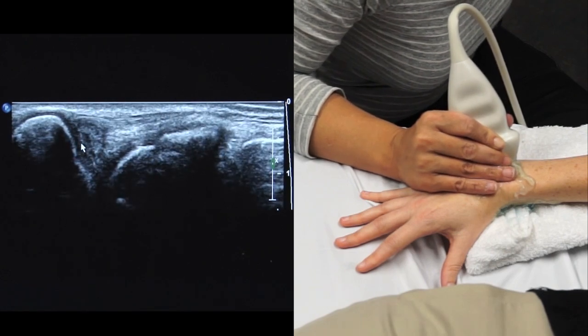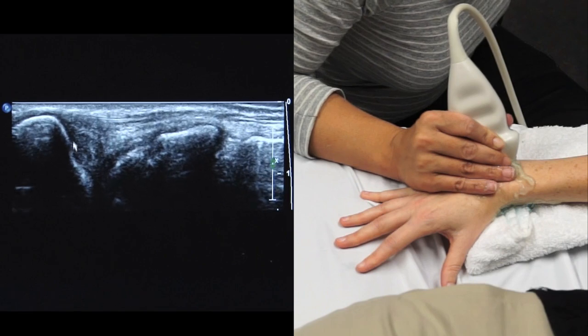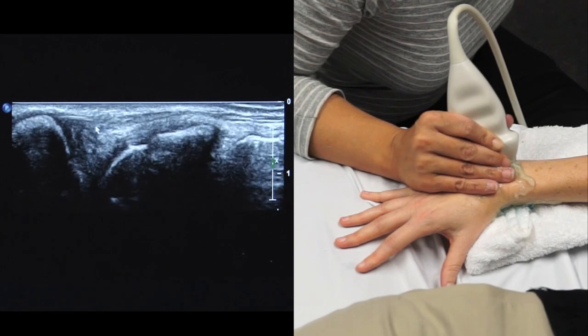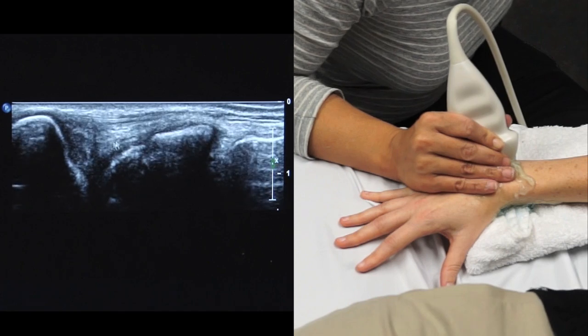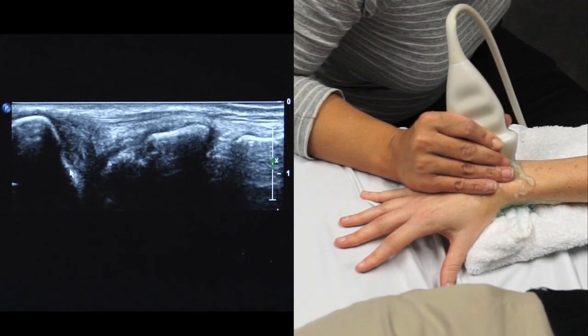Turn up the gain so you can see a little better. And here we're looking at the TFCC. The extensor carpi ulnaris tendon is just superficial of this. Got the meniscal homologue. This is the distal ulna.